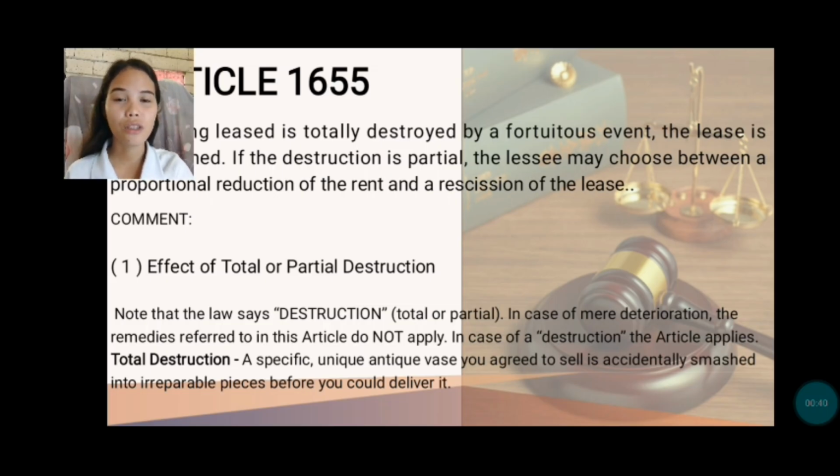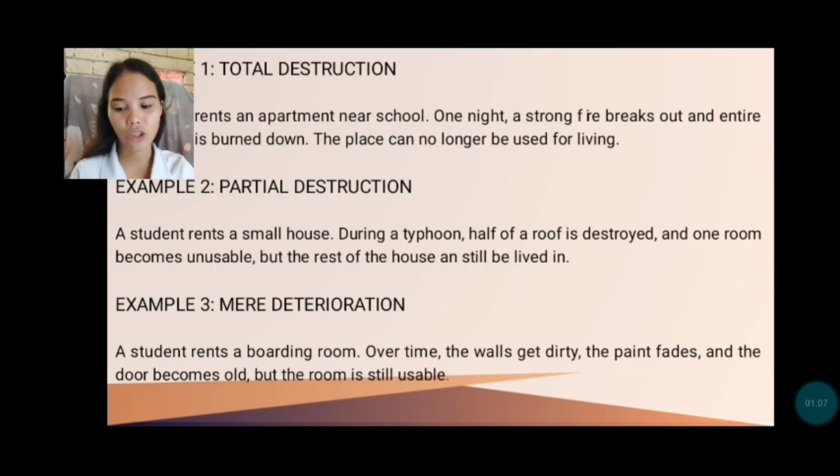Note that the law says destruction, total or partial. In case of mere deterioration, the remedies referred to in this article do not apply. In case of destruction, the article applies. In total destruction, a specific, unique, antique vase you agreed to sell is accidentally smashed into irreparable pieces before you could deliver it. So, in total destruction, in example 1, a student rents an apartment near school.